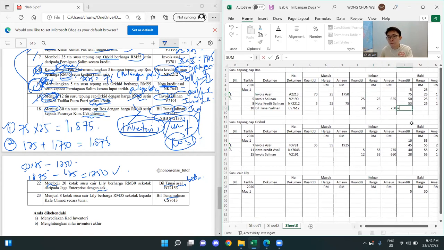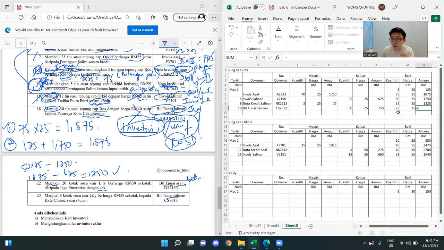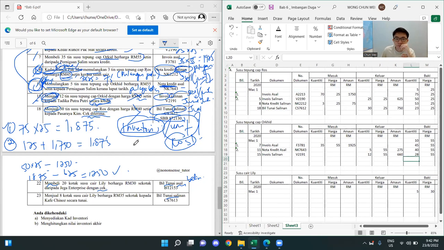So how much is your baki? Your baki for quantity will be 53 minus 30. You get 23. And then the harga is still the same, 25. And then your amount will be 23 unit times 25 ringgit, then you get 575. So sekarang, kita hanya ada left with 23 tin susu tepung cap rolls, setiap 25 ringgit. So maksudnya jumlah amount bagi tepung cap rolls adalah 575 ringgit. So that's baki kita. All right, so 18 done.